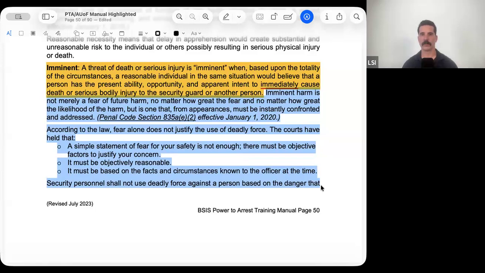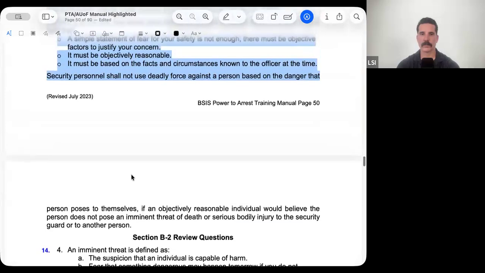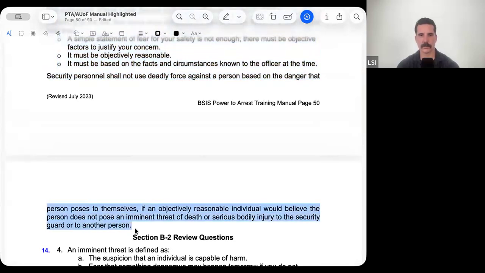The courts have held that a simple statement of fear for your safety is not enough. There must be objective factors to justify your concern. It must be objectively reasonable. It must be based on the facts and circumstances known to the officer at the time. Security personnel shall not use deadly force against a person based on the danger that person poses to themselves if an objectively reasonable individual would believe the person does not pose an imminent threat of death or serious bodily injury to the security guard or to another person.